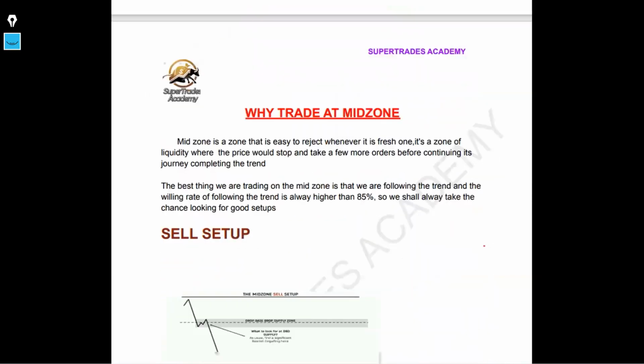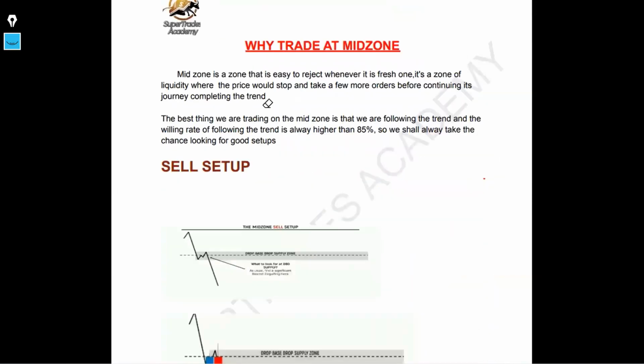So why trade at mid zone? Mid zone is the zone that is very easy to reject whenever it is fresh. So whenever the mid zone is fresh and the market is coming back, in most cases the market must reject when the zone is fresh, because there will be liquidity and orders will be taken out. It's a zone of liquidity where the price will stop and take a few more orders before continuing its journey, completing the trend.